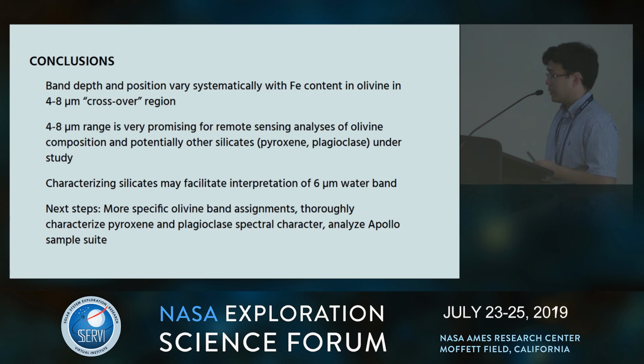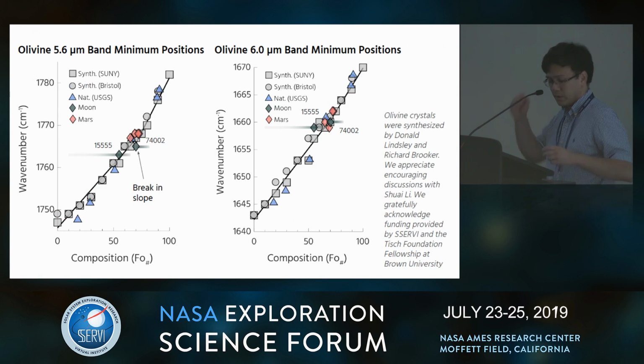One other thing that I think is especially important to note is that as detectors potentially come under development for this region for the prominent 6 micron band, it's important to understand what other silicate-related bands might be superimposed on this for understanding volatile distribution on the Moon and other bodies. Next steps include further characterization of olivine and a suite of Apollo samples, plus pyroxene and plagioclase. So I'll leave this up here as some food for thought, and I gladly welcome any questions or comments you may have.